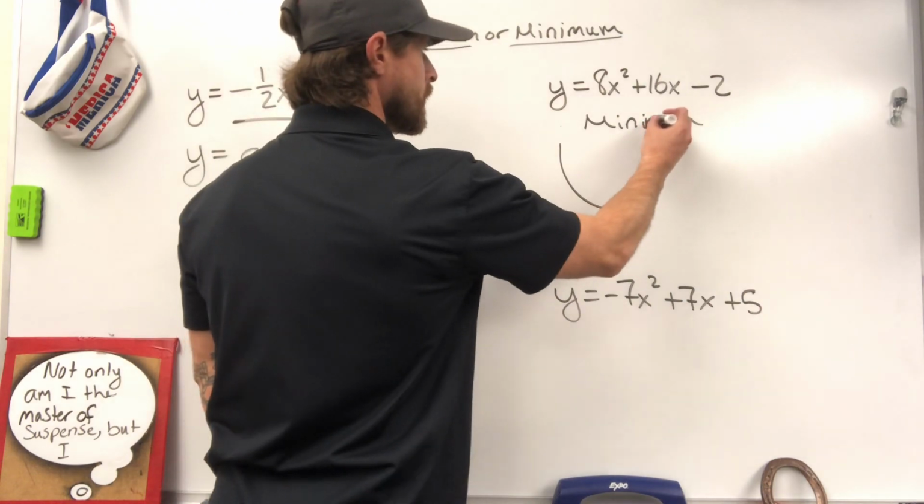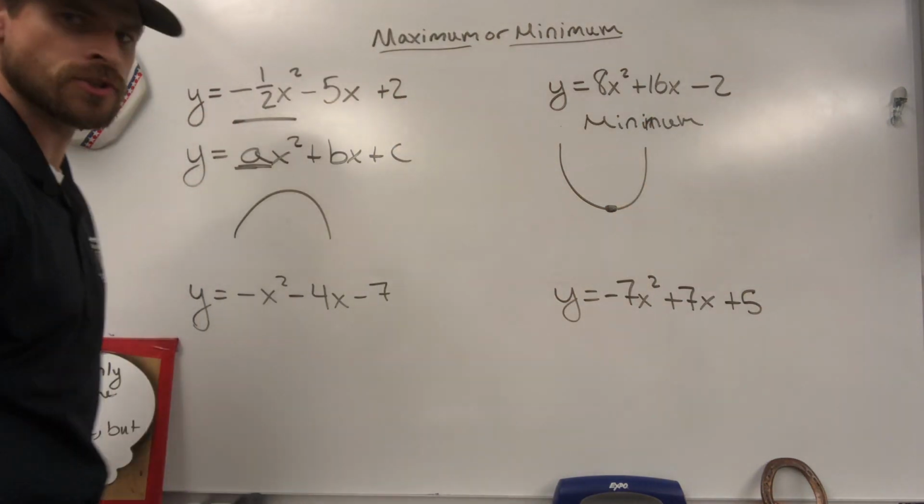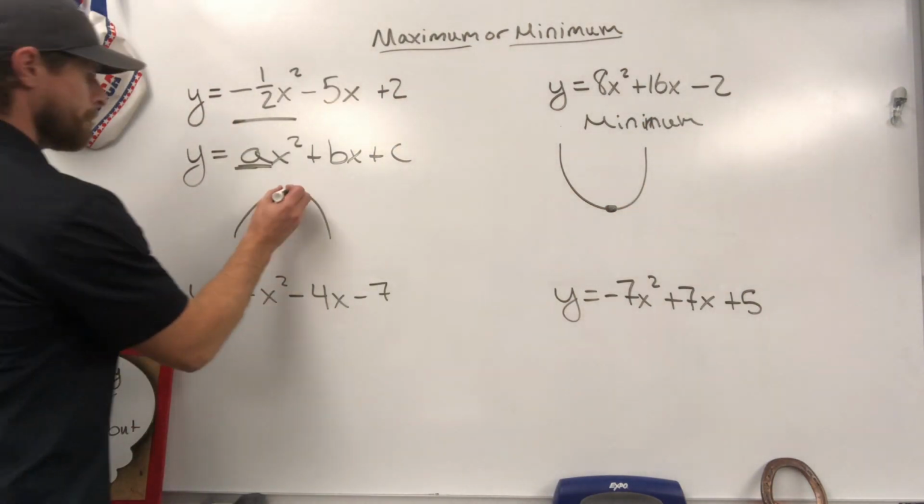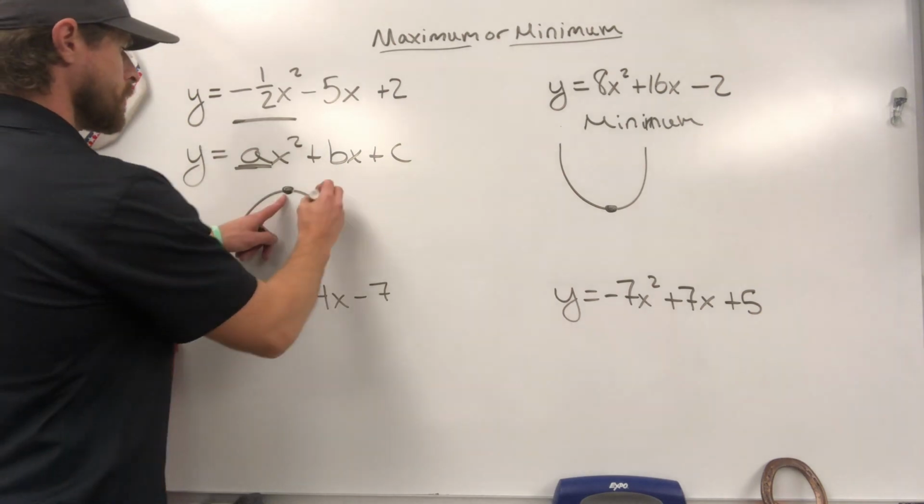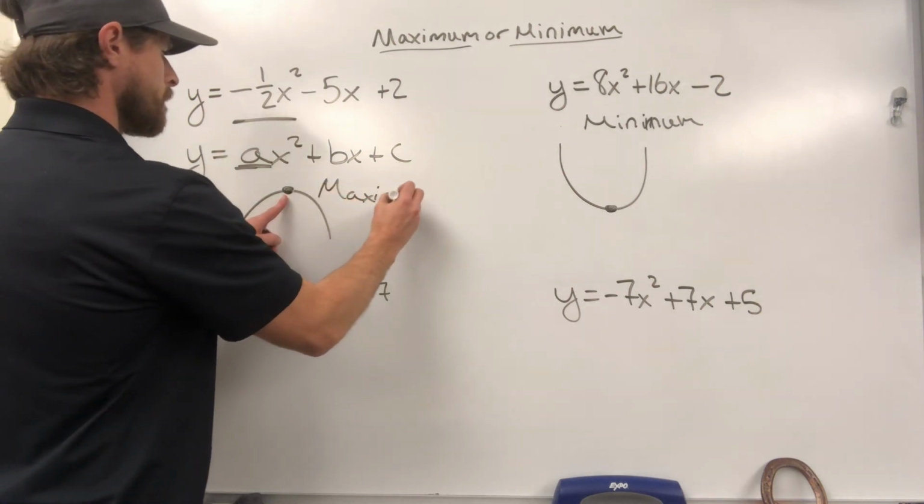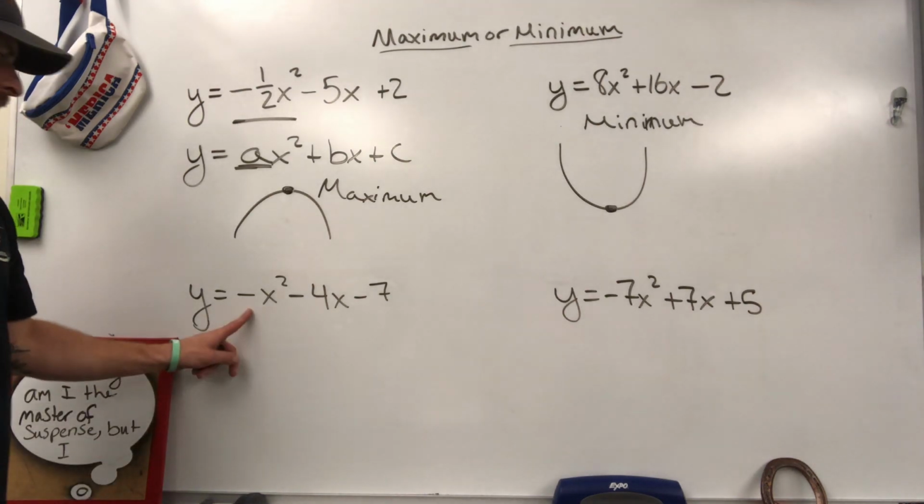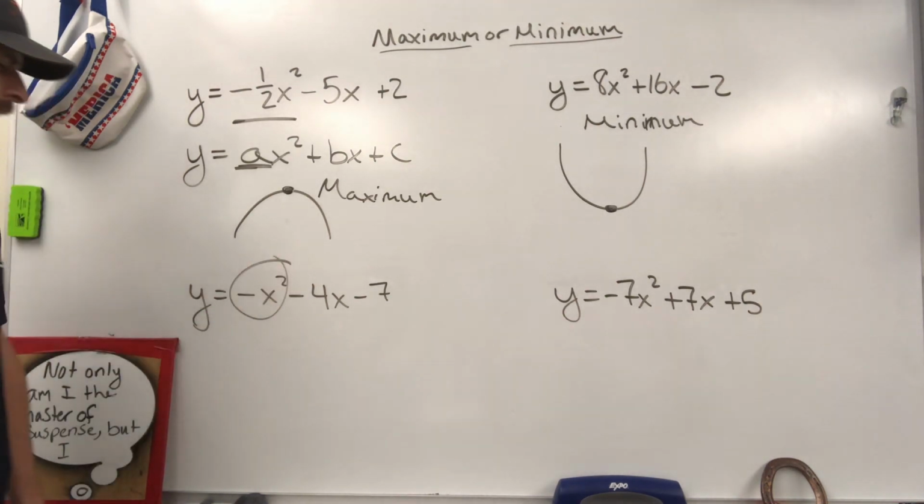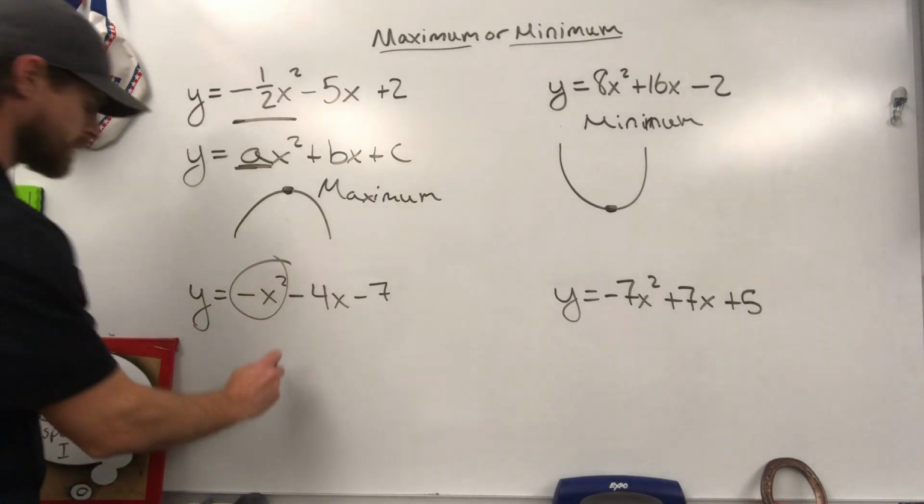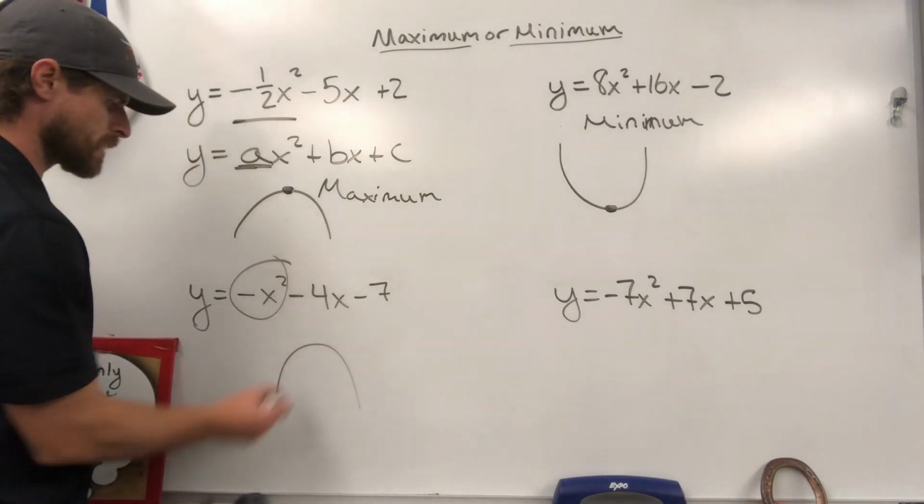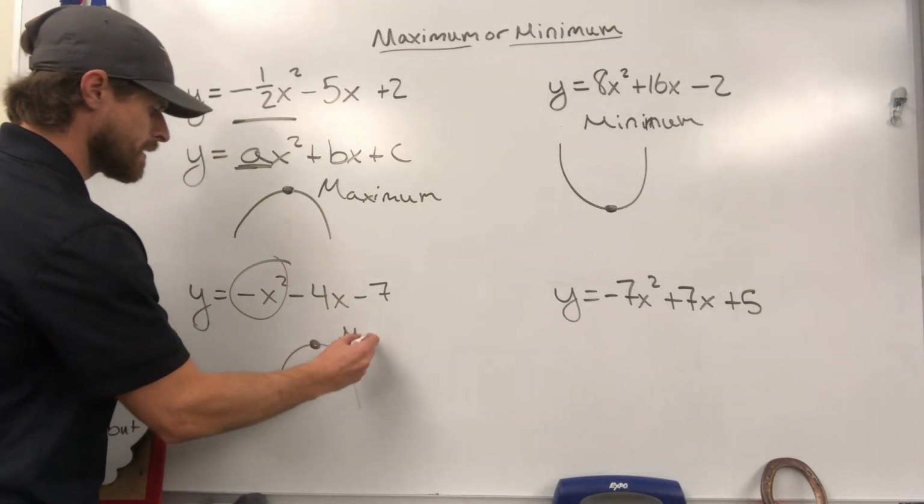Minimum, that should be an M, not an English teacher. Maximum, boom, throw it up at the top, that is your maximum. Okay, down here, negative A term, boom, that's all I gotta look at. It's a negative, therefore it's going to open downward, making the umbrella shape. I'm dealing with a maximum.